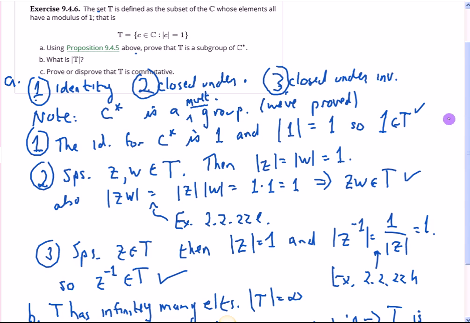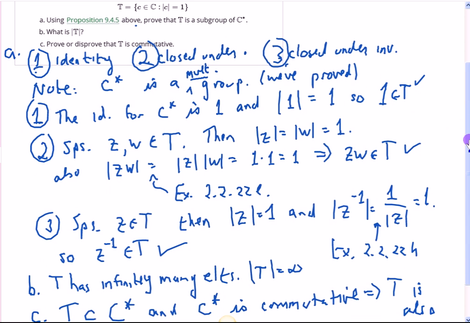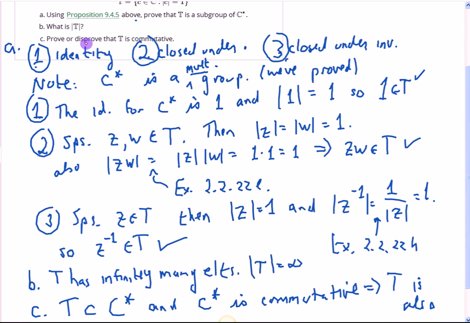All right, so let's go on to part B. What is the order of T? Now notice that when you have these bars here, this does not mean modulus anymore. Modulus applies to a complex number. The bars mean different things in different contexts. It depends what you're applying the bars to. The bars applied to a set cannot mean modulus. It means the number of elements in that set. Now, how many elements in that set? Infinitely many. So that means the order is equal to infinity. That's the correct answer.